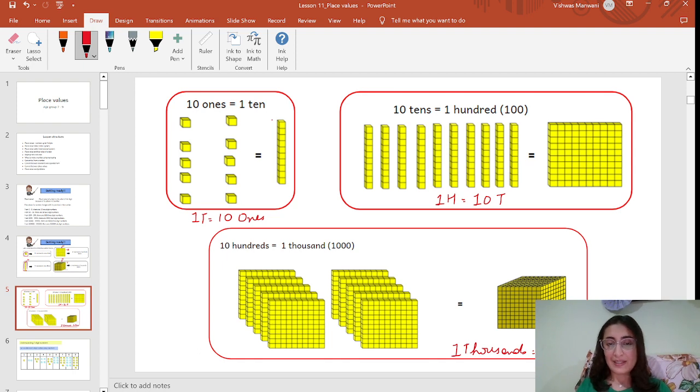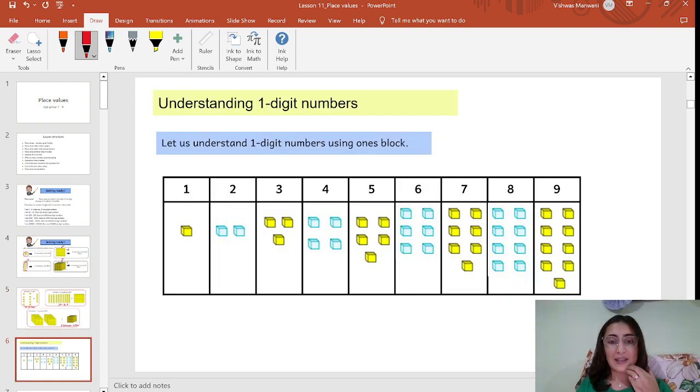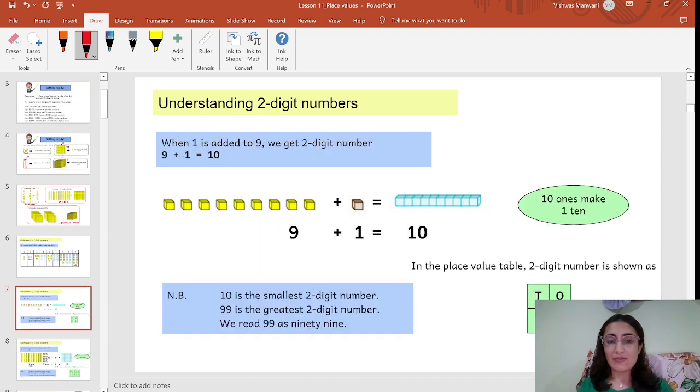Keeping this in mind, let's understand the further slides. Here you can see how the digits between 1 and 9 are represented. 1 is represented with the help of one single block, 2 with the help of 2 blocks, and so on up till 9, which is represented with the help of 9 single blocks. As soon as our number of blocks changes to 10, we get a 2-digit number. That helps us in making a tens.